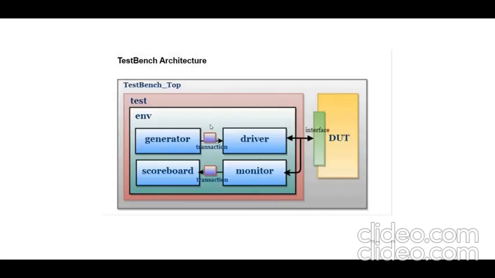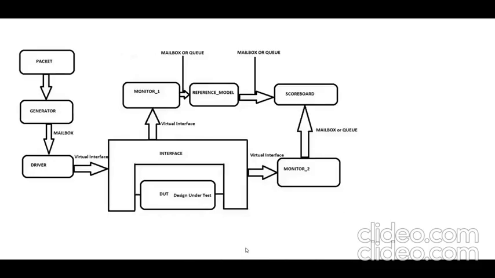Let's take another diagram which I have created, and I am going to explain what the components are and how this testbench flow works. Just see this diagram. Generally there is one packet class, then the generator class, the driver class, the monitor class, then the reference model, then the scoreboard, and then another monitor. I have given it a different name, so we have two monitors, monitor 1 and monitor 2.